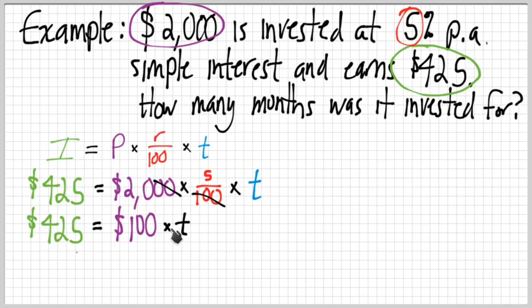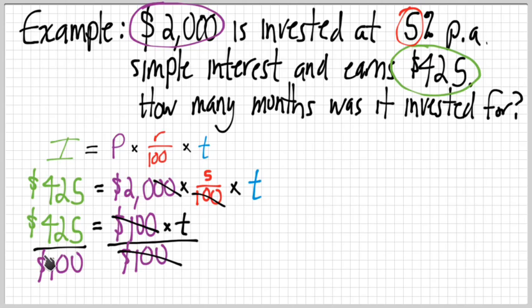So I have 100 times t, and I want to find out what t is, so I want to get t by itself. It's being multiplied by 100, so to get t by itself, I'm going to divide by 100. If I divide on one side, I have to divide on the other. The hundreds cancel out on the right, and I'm left with just t. And over here, I divide by 100. When you divide by 100, you simply move the decimal point over.